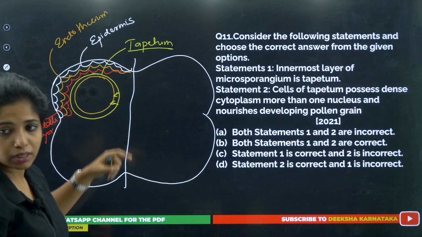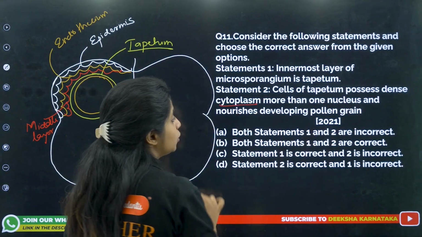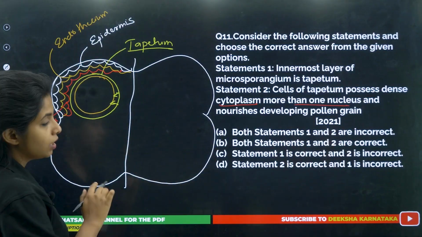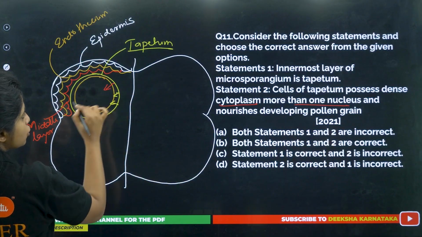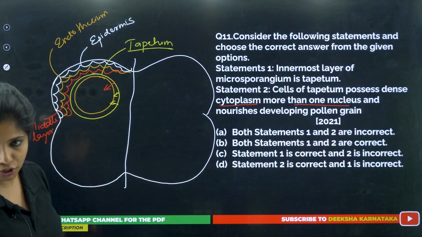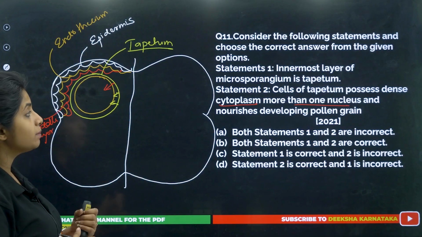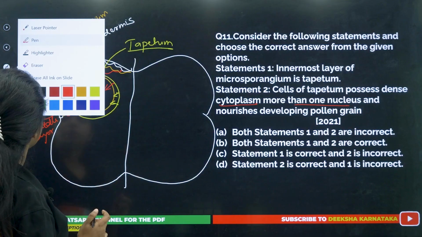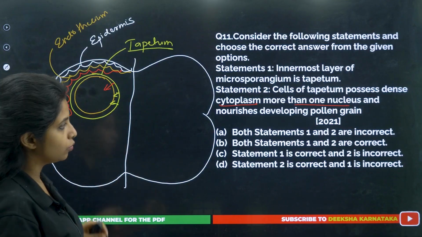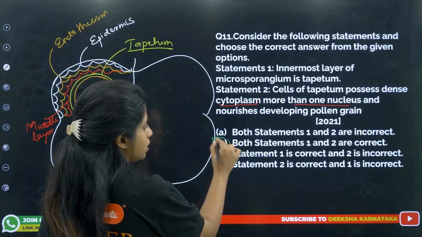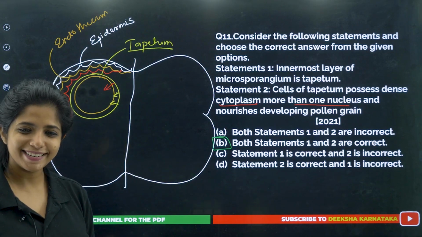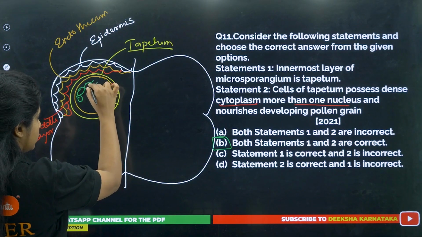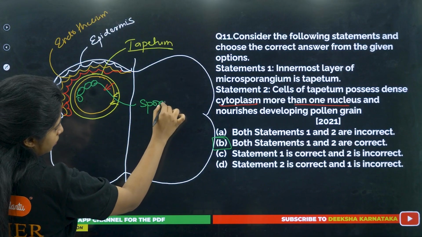Tapetum, as you can see over here, the cells of the tapetum possess dense cytoplasm. Yes, it does. And it has more than one nucleus? Definitely yes. It's the only layer that provides nourishment, whereas these 3 layers provide protection. They provide protection and help in dehiscence of anther, as in breakdown of anther. So both the statements are completely true. Both 1 and 2 statements are correct. Cool? Okay.